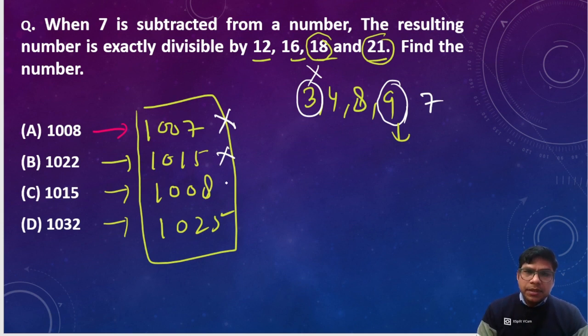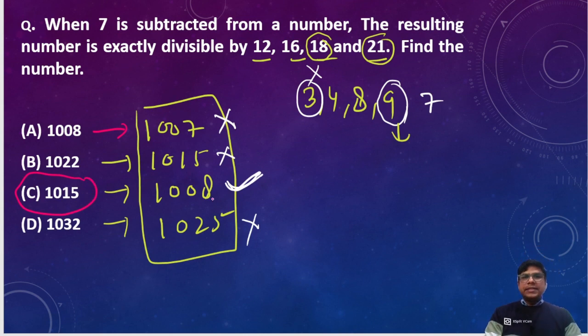8 plus 1, so this can be our answer. 8 plus 1 is 9, and 9 is exactly divisible by 9. So this may be our answer. In the last option D, 5 plus 2 plus 1 is 8. So 8 is also not divisible by 9. So our answer is C.